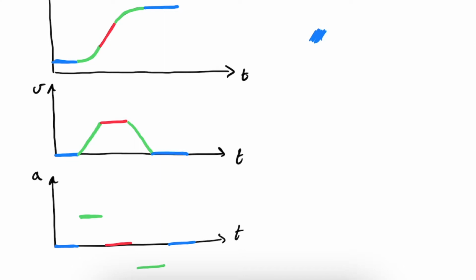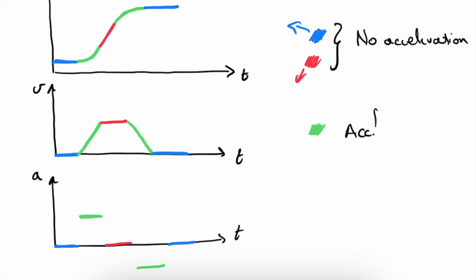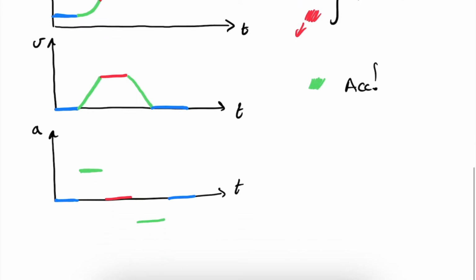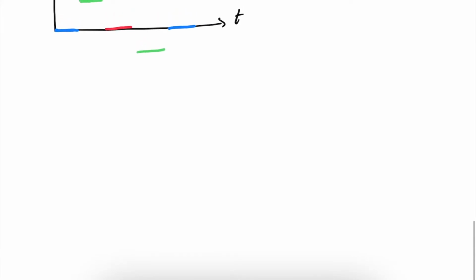So in the blue regions and the red regions, we actually have no acceleration. Even though in the blue regions we don't have any velocity, and in the red regions we do have a velocity, but it's constant. And in both of these cases we don't have acceleration. In the green region, however, we do have acceleration because our velocity is changing in time. This means that we have acceleration. Let's go to the next exercise to get a more feeling of how this goes.